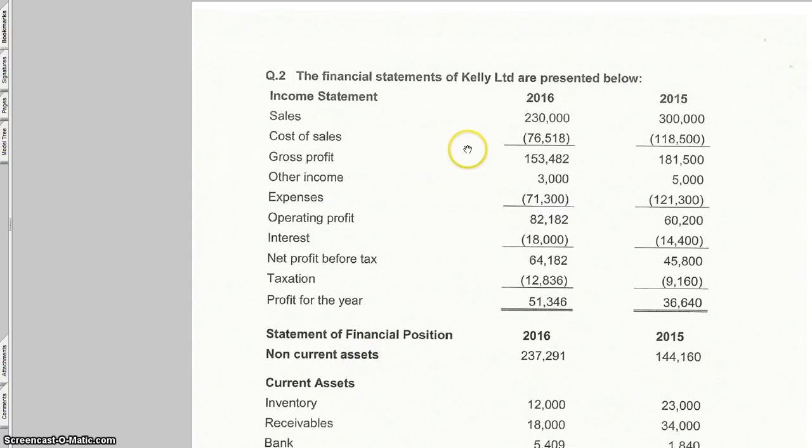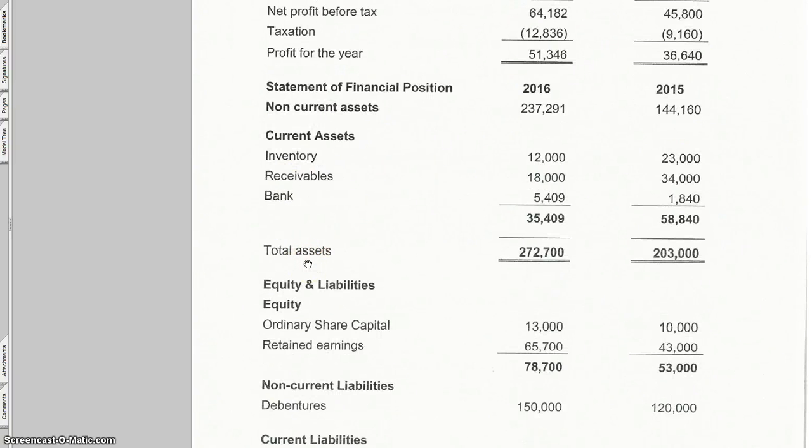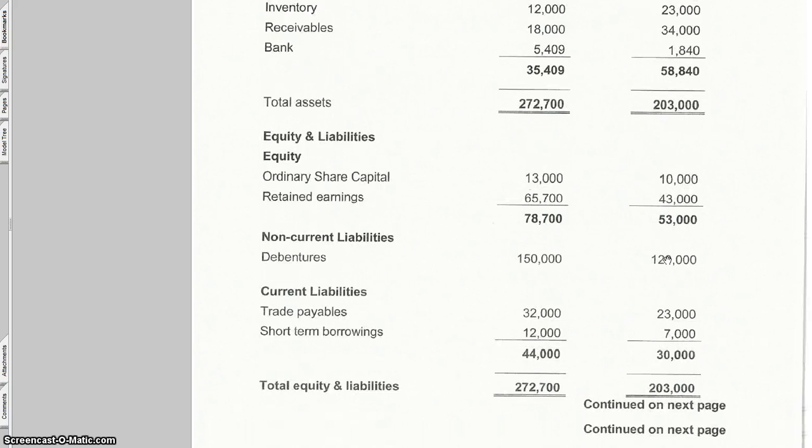So here's question 2. We're given 2 years, 2016 and 2015. We're given the income statement for each year and the statement of financial position for each year. So the closing inventory in 2016 was 12,000 and at the end of 2015 was 23,000. The total assets at the end of 2016 were 272,700 and were 203,000 in 2015.